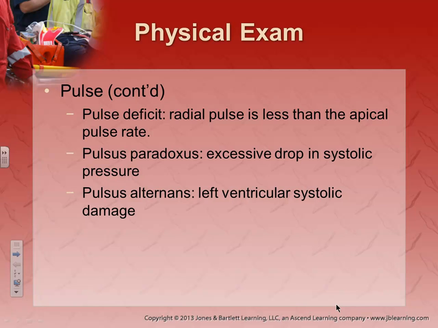Pulsus paradoxus, this is an excessive drop in systolic pressure during inspiration, within 10 seconds. They may drop 10 millimeters of mercury. Pulsus alternans alternates between strong and weak beats and is indicative of left ventricular systolic damage.